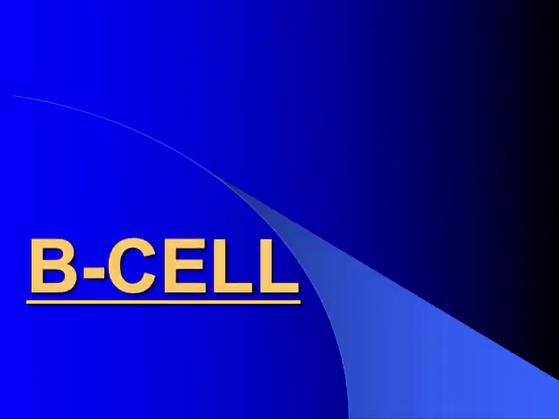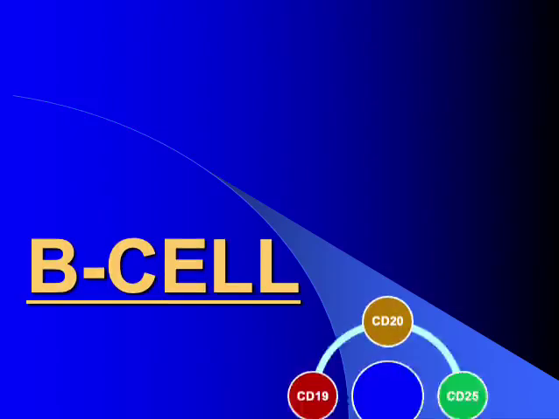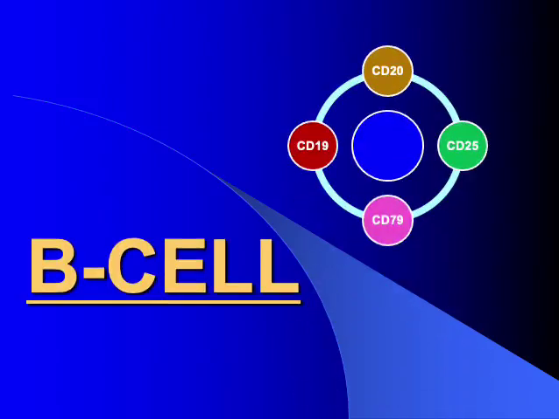We'll start with B-cell lymphoma. B-cell lymphoma is characterized by CD19, 20, 25, 22, 79. These are the biomarkers on the surface of the cell. This is how we differentiate B-cell from T-cell lymphoma, by the CD or cluster of differentiation, which is a protocol for lymphoma.